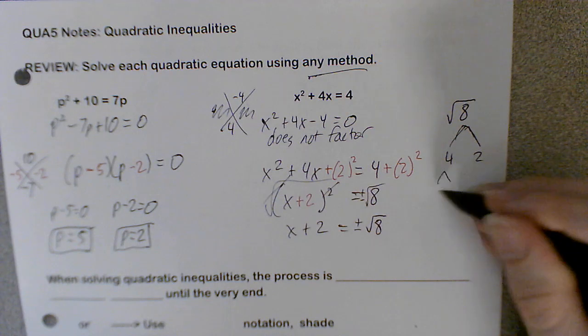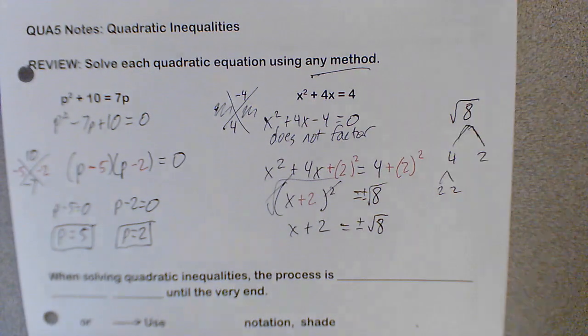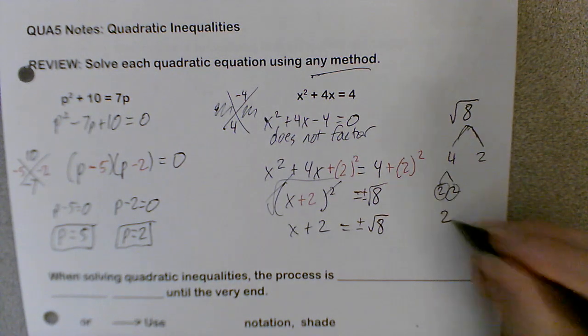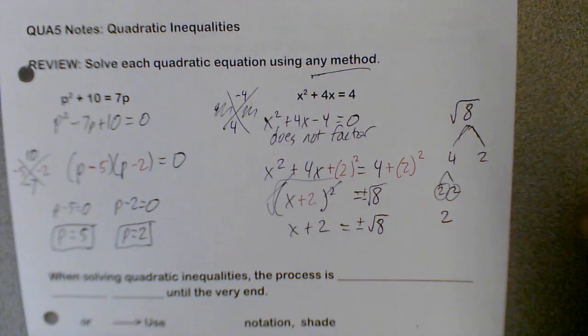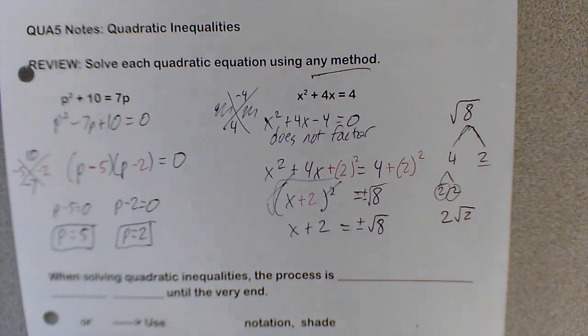We got 4 and 2, 2 and 2. I am working very quickly here, so if you want to pause and work ahead, that would probably be a good idea. All right, so now we're going to look for pairs. We have a pair of 2's, so the only thing on the outside should be a 2. And then we have a 2 left underneath, so that's going to be a square root of 2 underneath.